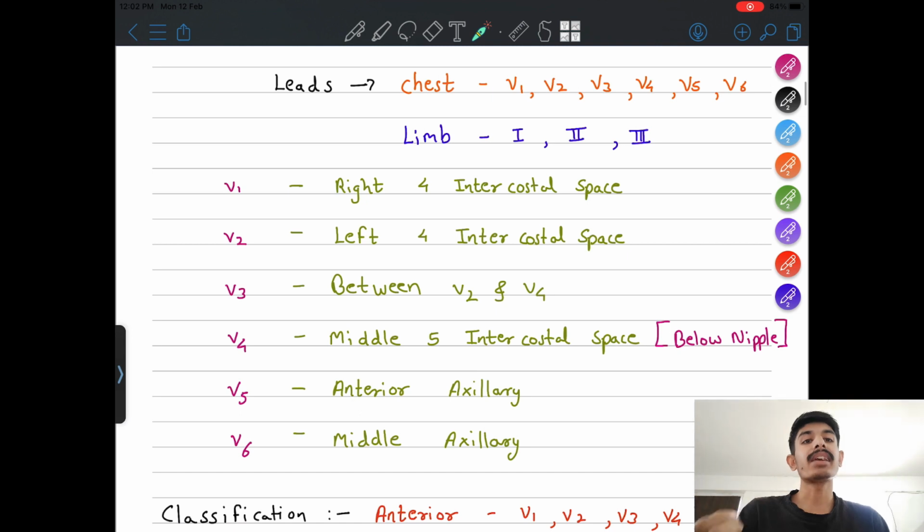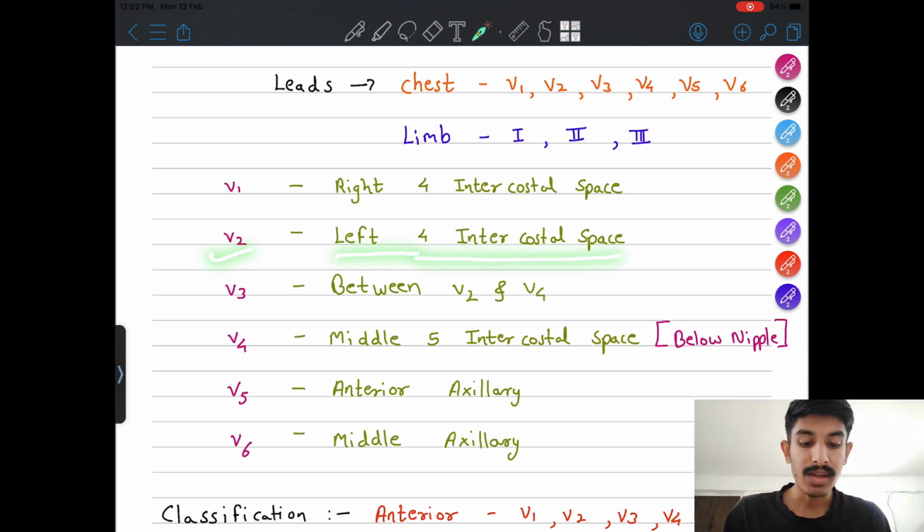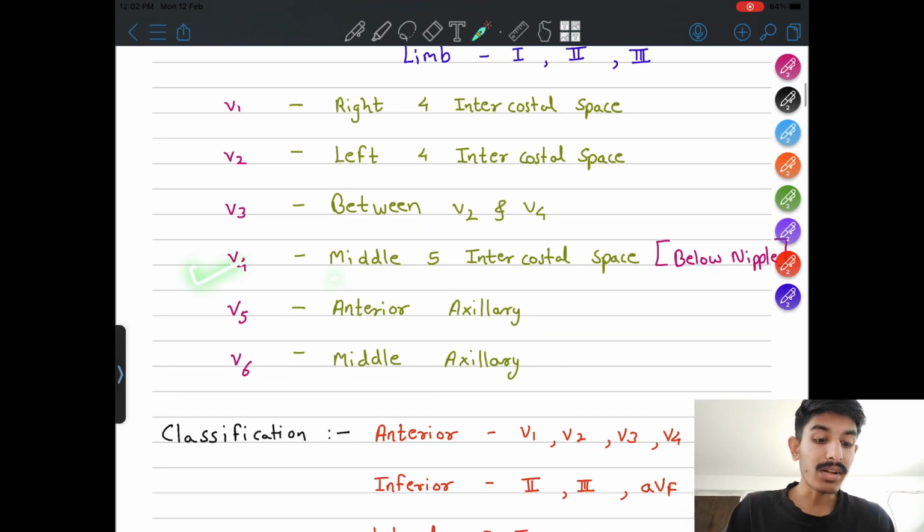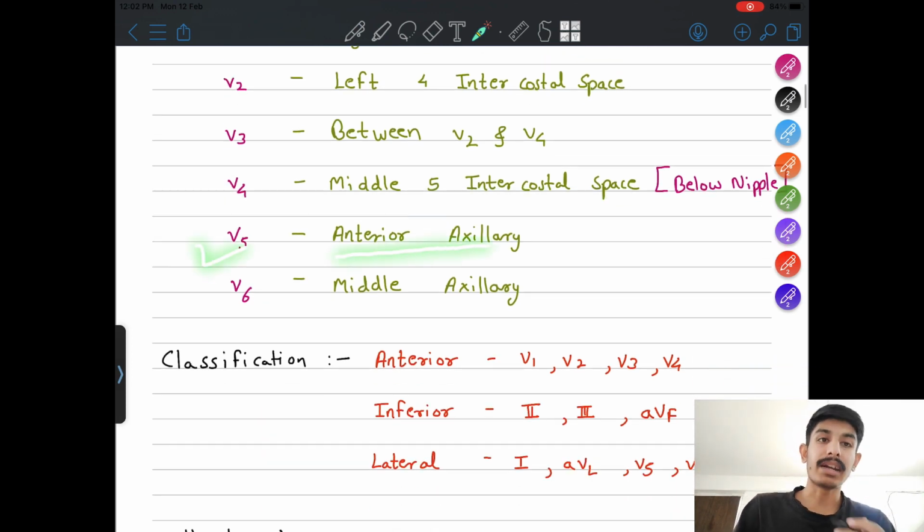Okay, so where will you place the leads on the chest? V1 is placed at the right fourth intercostal space, like between two ribs there is a space, and you place it there. V2 is on the left side, fourth intercostal space. V3 is placed in between V2 and V4. Then V4 in the middle of the fifth intercostal space or below the nipple. Then V5 is in the anterior axilla and V6 is in the mid axilla.